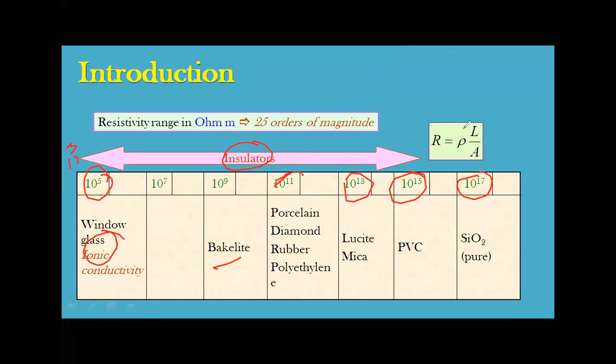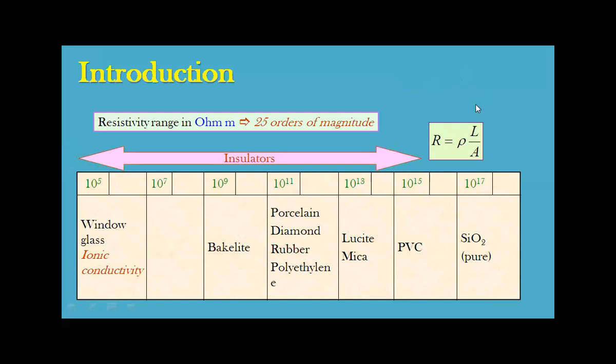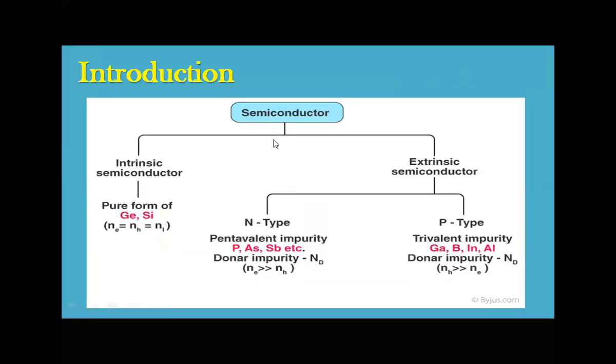I can see some people are in the waiting room. These are the insulators: SiO2, Al2O3, PVC, polymer, mica, rubber, diamond. See, diamond is also the best insulator, but it still shows some conductivity. I'm going to discuss this later. We have now discussed resistivity for all the materials. Now moving to the band, already discussed, I don't want to discuss again. Semiconductors: what are semiconductors?